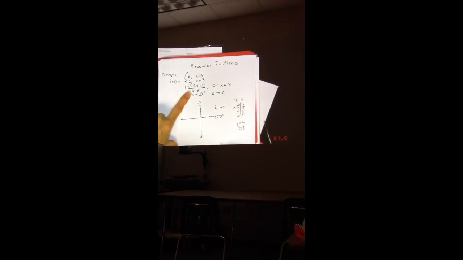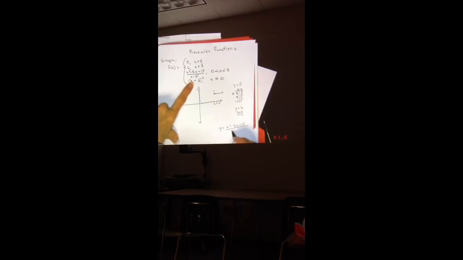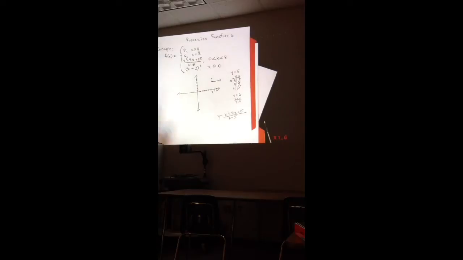Now for the next one, I've got y equals x squared minus 8x plus 15 over x minus 5. First thing you want to do is try to reduce that. Can you factor the numerator? Yes. What is it? x minus 3 times x minus 5. Okay.